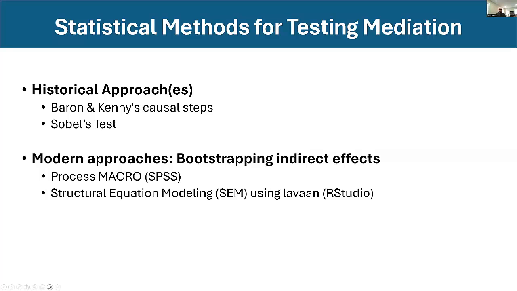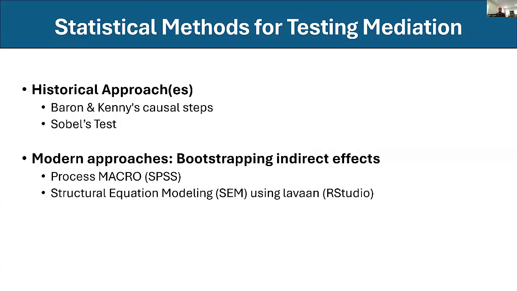Statistical methods, I'm not going to go through Baron and Kenny's causal steps from 1986. They're sort of outdated these days. So Sobel's test you'll still see being used sometimes, but a negative aspect of Sobel's test is that it requires a normal distribution, which is often violated when you're multiplying two coefficients. And we'll take a look at some of that in R.